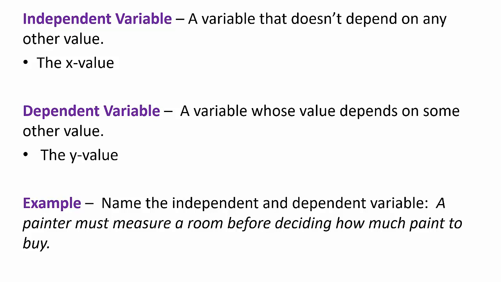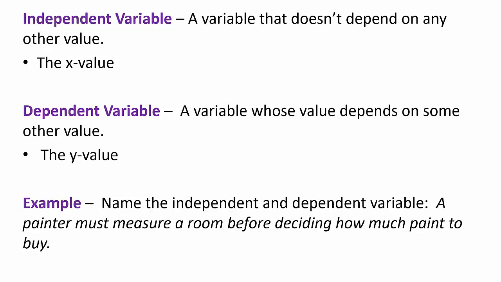The dependent variable is a variable whose value depends on some other value. Our y values always depend on what x value we previously select. And we've done that a little bit when we created t-charts, and we'll continue to do that more as we create t-charts in the upcoming units.